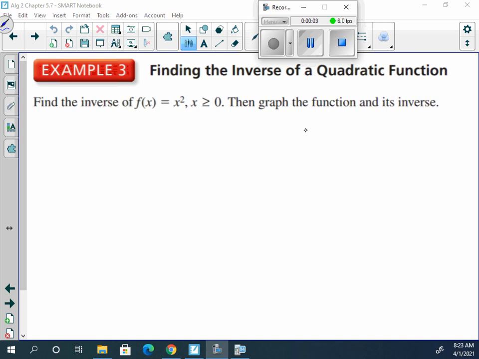So we started working with inverse functions on, well, it's been 2 days, on Tuesday. Bless you. And we're going to continue with it today. And the first one we're going to find is the inverse of f of x equals x squared, x is greater than or equal to 0.